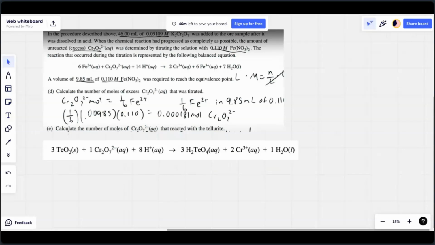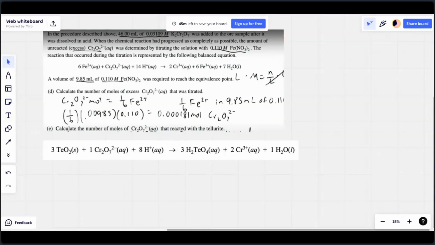Next, we determined how much excess Cr2O7 2- was present by titrating. So we basically wanted to figure out how much Cr2O7 2- was still left in the solution, right? And that's why we did that titration, to find out our concentration. So we first figured out how many moles of excess dichromate was titrated into the solution, and we found that to be 0.00018 moles in the last problem.